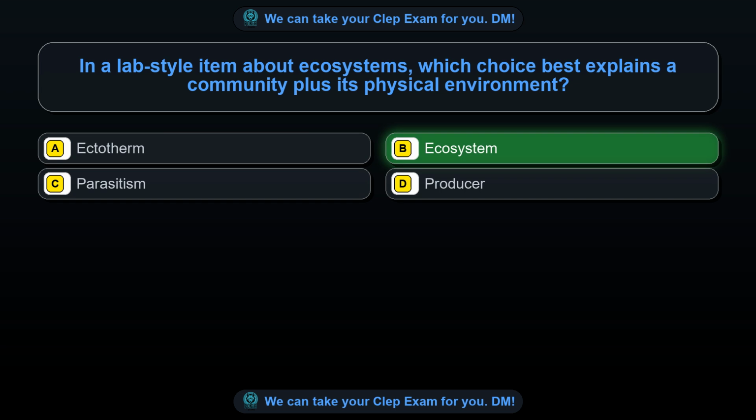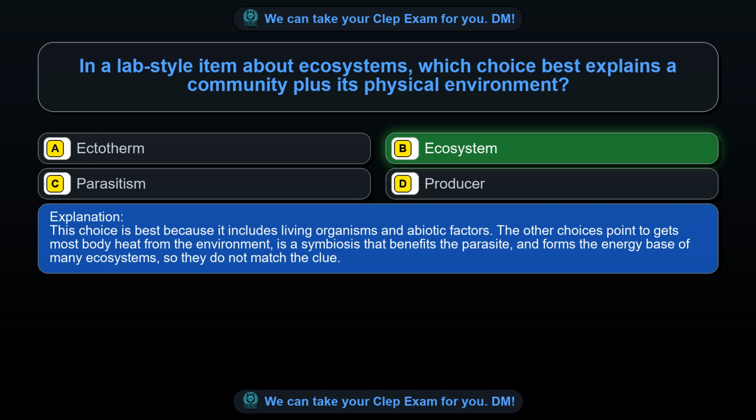The correct answer is option B, ecosystem. This choice is best because it includes living organisms and abiotic factors. The other choices point to gets most body heat from the environment, is a symbiosis that benefits the parasite, and forms the energy base of many ecosystems, so they do not match the clue.